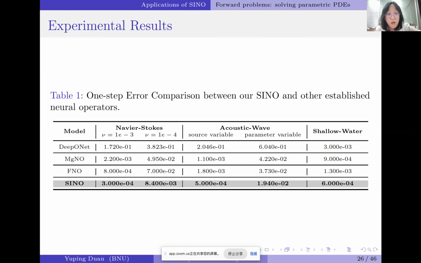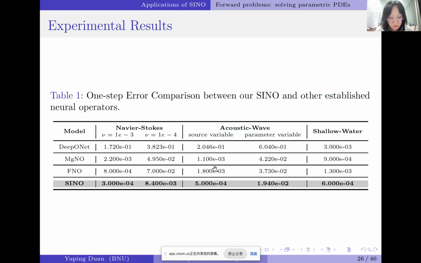This table compares the one-step error across the 3 PDE problems. As can be seen, DeepONet has relatively large errors, while FNO and MGNO give much stronger results. SINO further improves on these baselines and achieves the lowest error in all 5 settings.